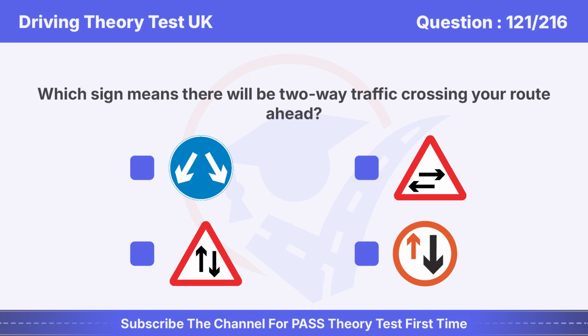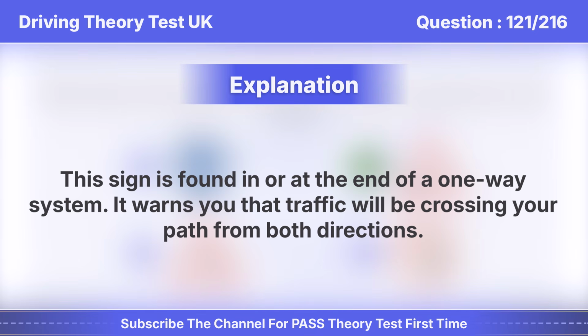Question 121. Which sign means there will be two-way traffic crossing your route ahead? Answer is B. This sign is found in or at the end of a one-way system. It warns you that traffic will be crossing your path from both directions.